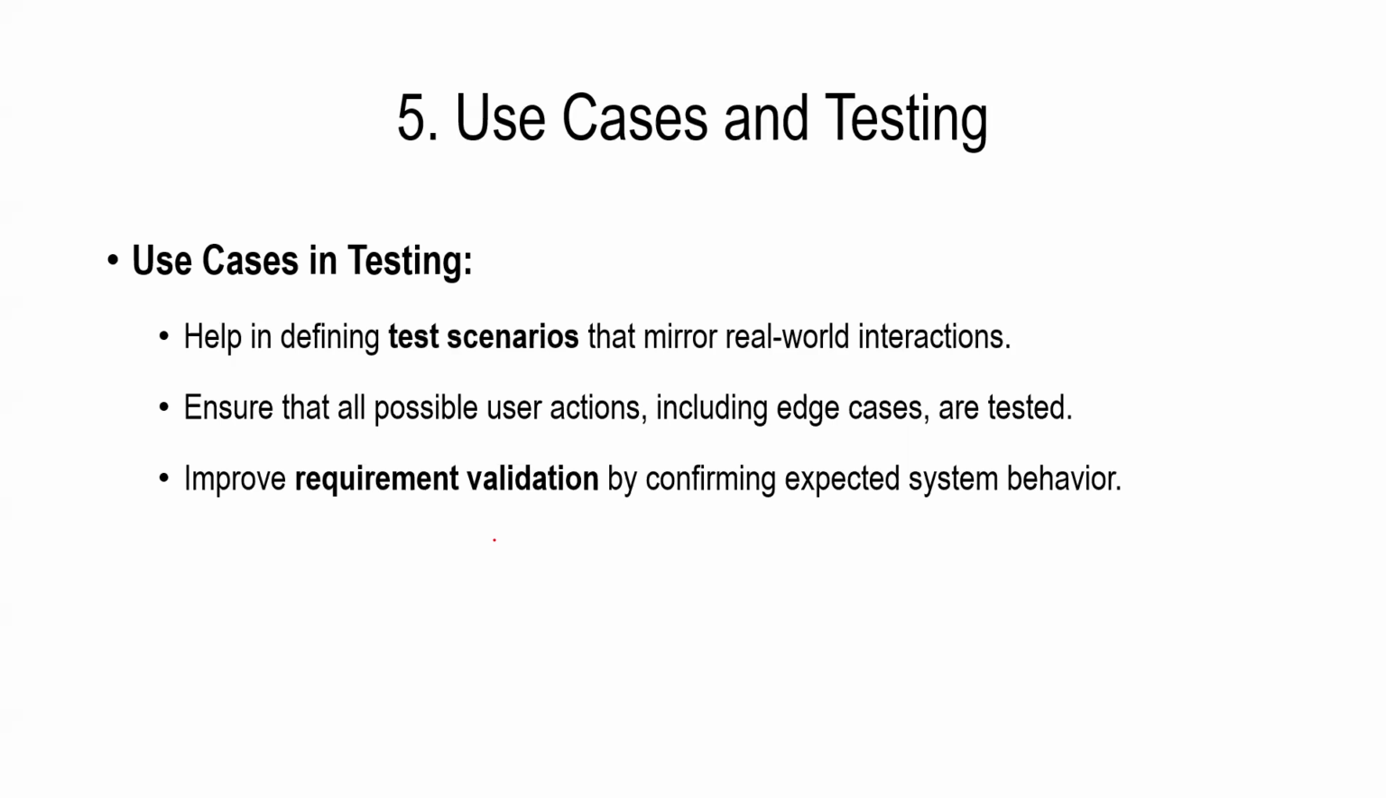Apart from that, use cases help to improve requirement validation by confirming expected system behavior. So if there is a particular use case that has been depicted in the UML diagram, these testers will be able to see if the post conditions are as they are depicted in the use case.